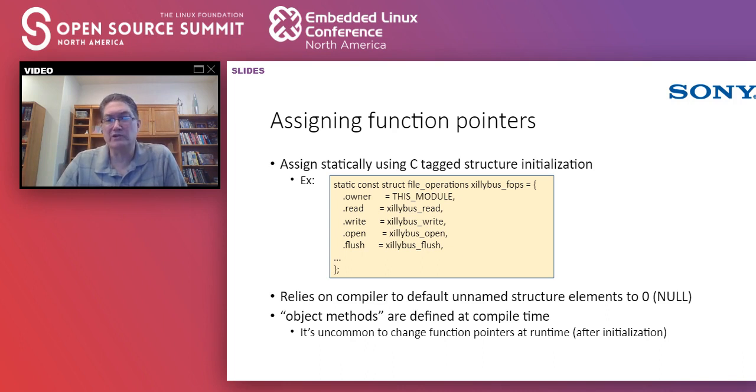And the system usually knows how to deal with uninitialized function pointers. What happens is, because you're using C tagged structure initialization, the compiler will default all unnamed structure elements to zero or null. And so that handles it for you. And then the routines that call through these function pointers will check for null if that's appropriate. So basically you have these object methods that are defined at compile time.